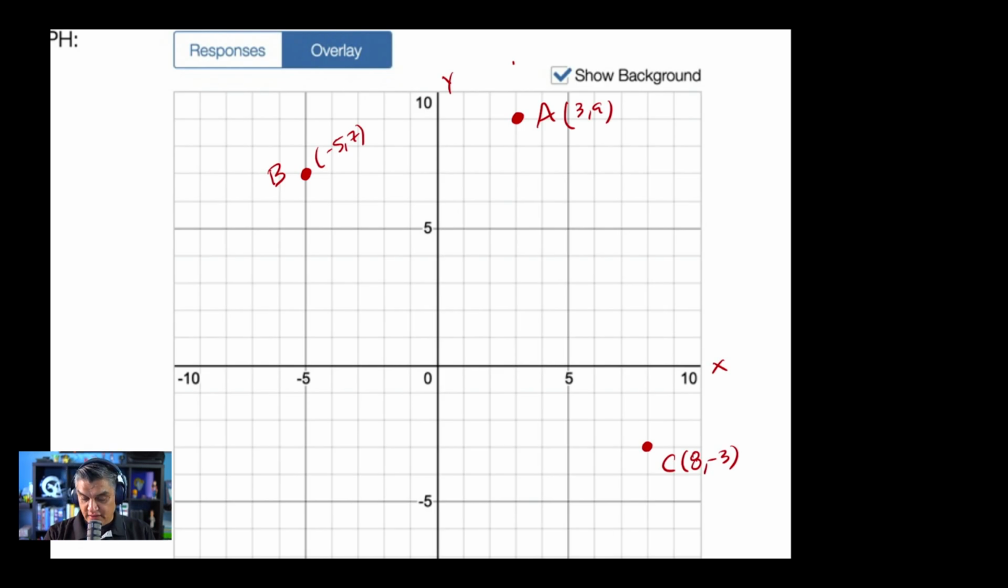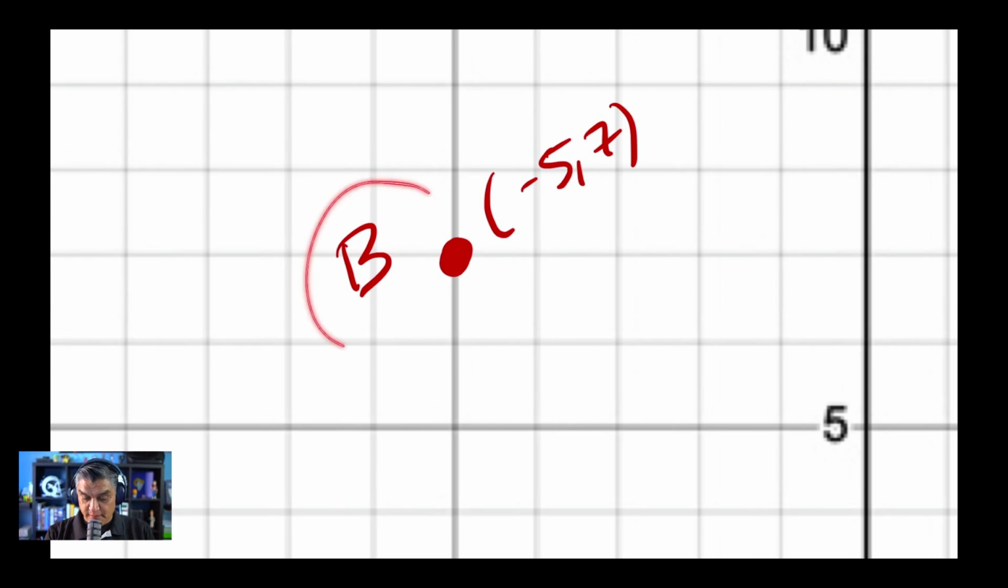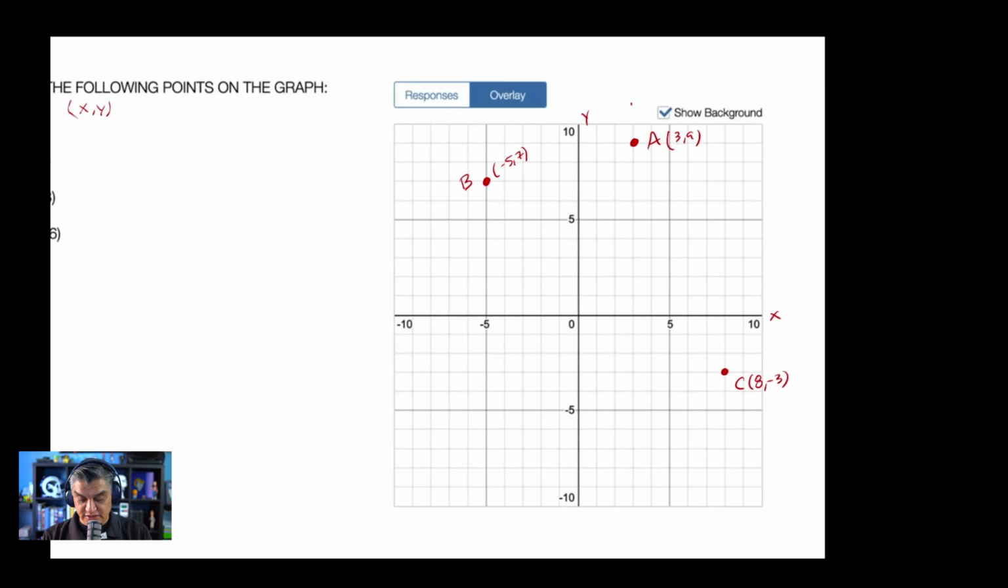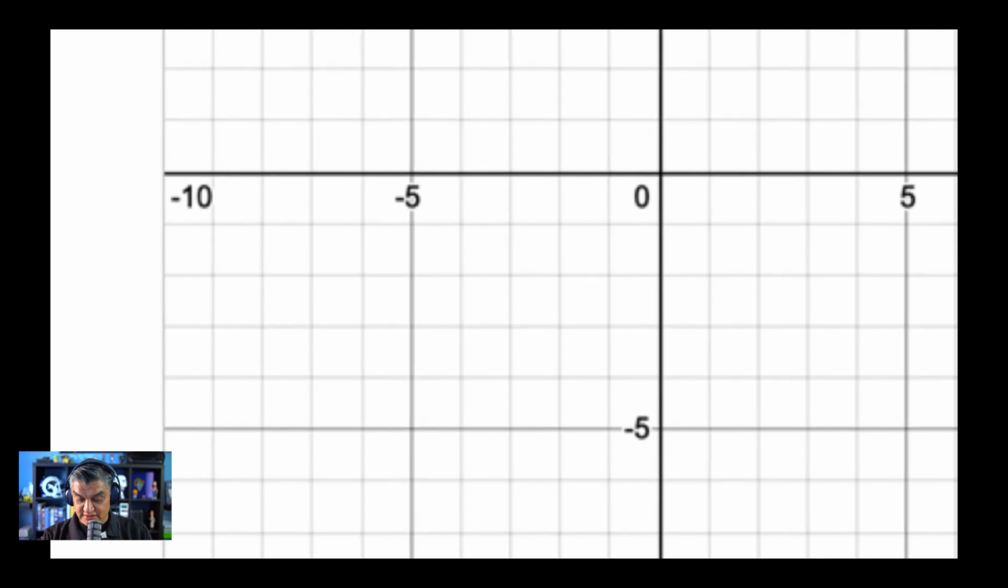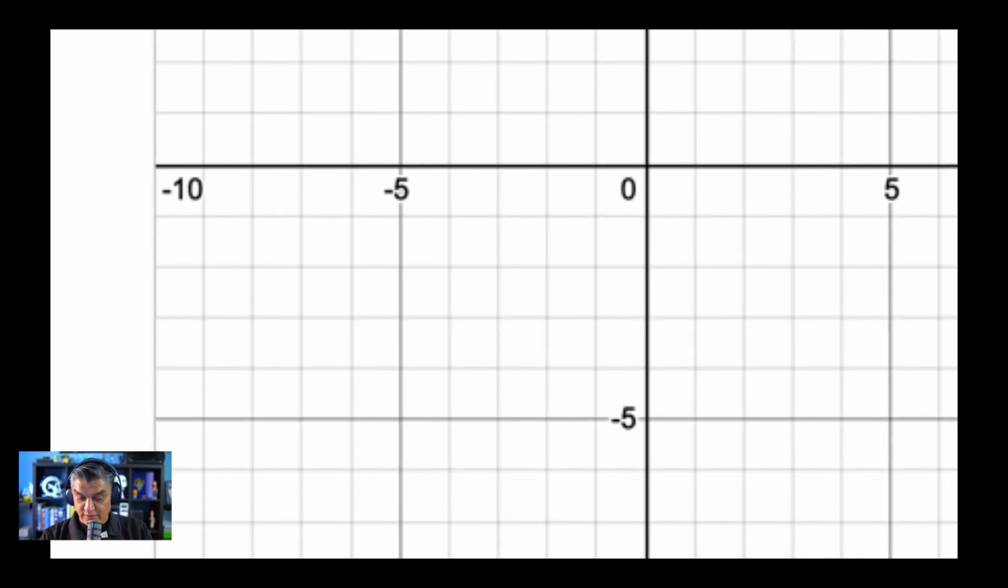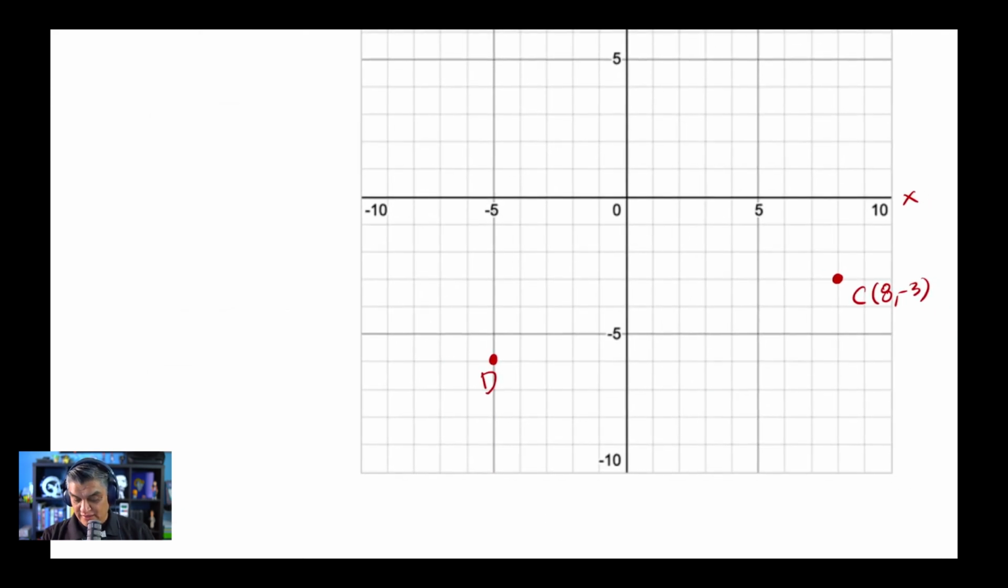Alrighty. So what I want you to do is this part. I'm just adding this part just for you guys, just for demonstration purposes. All right, let's look at D. D is -5, -6. So that means I'm going to go backwards. I'm going to go -5 again like I did before, but this time on the Y coordinate, I'm going down 6. 1, 2, 3, 4, 5, 6. And so that's D. So that's -5, -6.